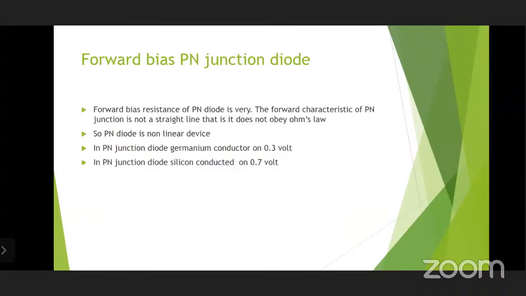Next, the forward bias PN junction diode. Forward bias resistance of a PN diode is very low. The forward characteristic of a PN junction is not a straight line. That is, it does not obey Ohm's law, so the PN diode is a non-linear device. In a PN junction diode, germanium conducts at 0.3 volt and silicon conducts at 0.7 volt, in forward bias of the PN junction.